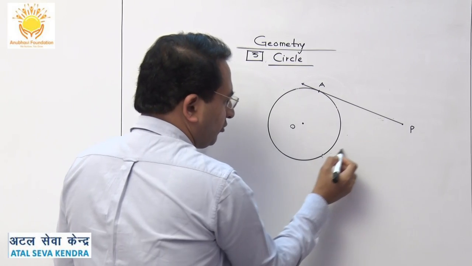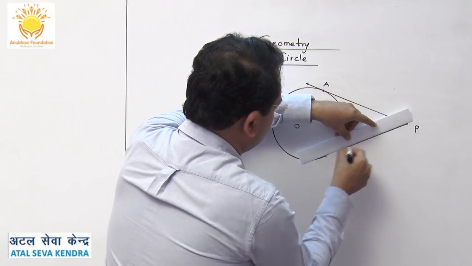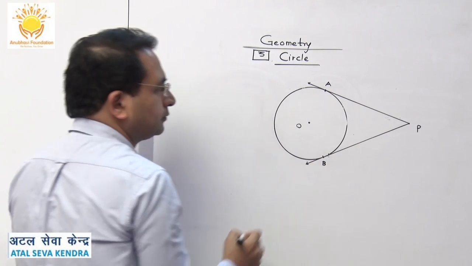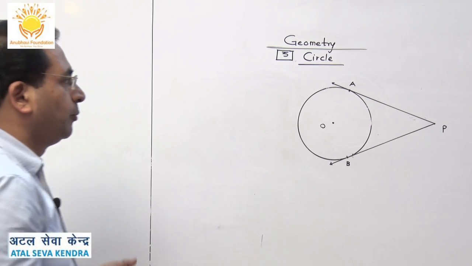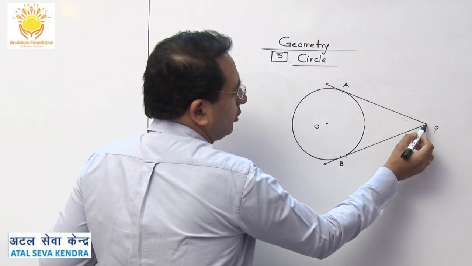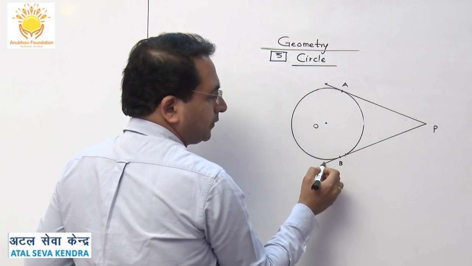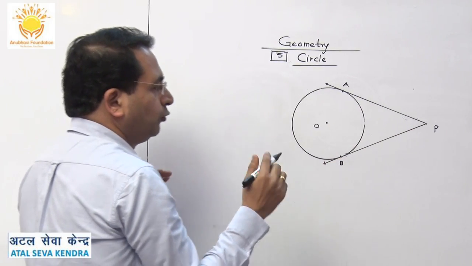You cannot have only one tangent on this side. There is one more possibility, that a tangent is drawn like this. So this is the point of contact. How many tangents can you draw from the external point? From the external point you can draw two tangents to the circle. And these tangents are congruent, that is what you have to prove.